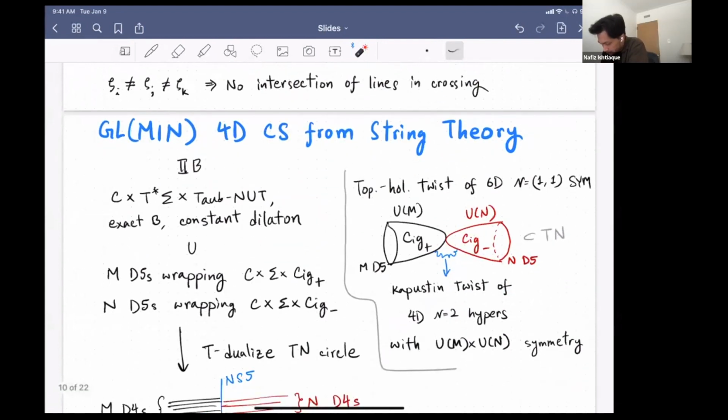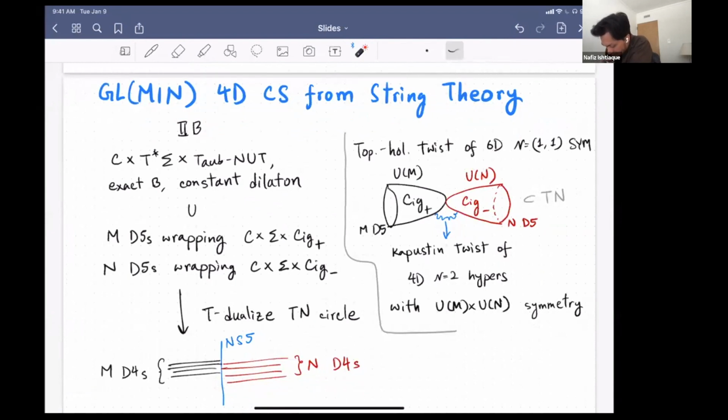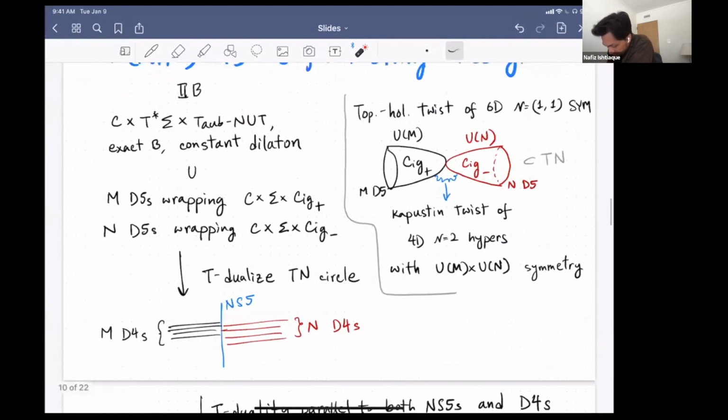Yeah. All right, so let me now explain how we go about creating a 4D Chern-Simons theory from branes for the gauge group GL(M|N). We start in type IIB, and we take our ten-dimensional space-time to be the Riemann surface C times the cotangent bundle of the topological surface times TN0. There's an exact B field and some constant dilaton and nothing else. Then we include M D5 branes wrapping C times sigma and a cigar inside the TN0, and N D5 branes wrapping C times sigma and a different cigar inside the TN0.